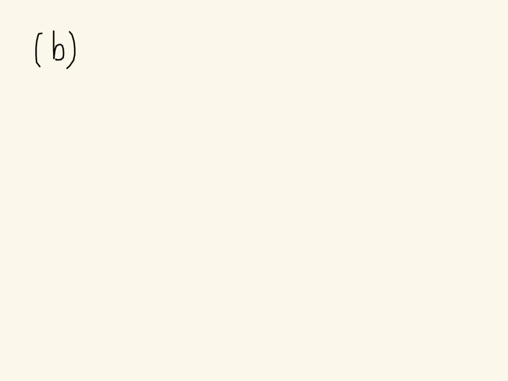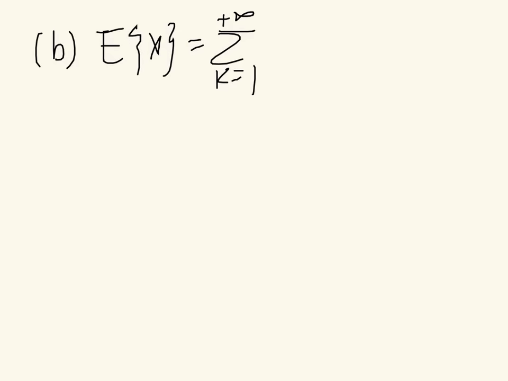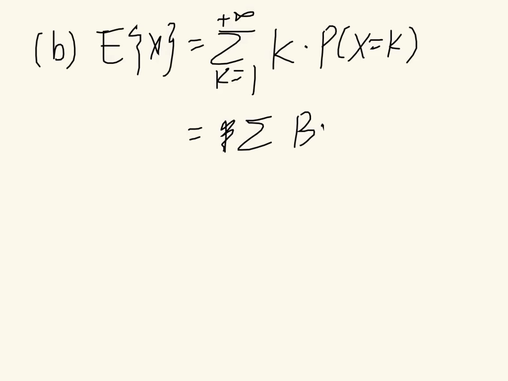And problem B is to find the expected value of X. According to the definition, this is equal to the sum from k equal to 1 to positive infinity of k times P of X equal to k, and this term equals the sum of b times k squared p to the power k minus 1.